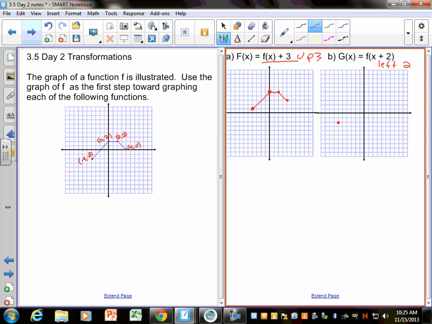So I went back 2 on that one. At 0, 2, I'm going to go back 2. At 2, 2, I'm going to go back 2. And at 4, 0, I'm going to go back 2. And again, I got the same shape. I just shifted it over. Who has a question about that? This is the same problem over and over again, just different stuff, right? Yes. So there's only one of those you have to do. So that's good.